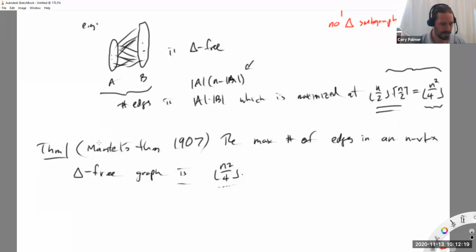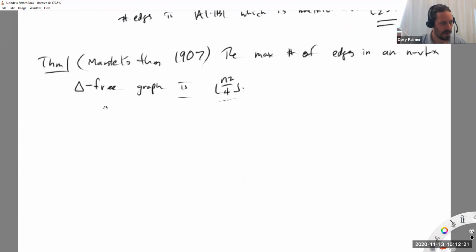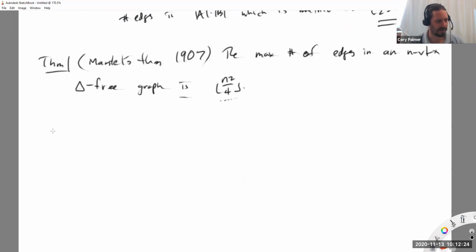Okay, so today I want to prove this theorem. I think there's 6 or 8 different proofs of it floating around out there. We'll do 3, maybe 4, depending on how fast it goes.